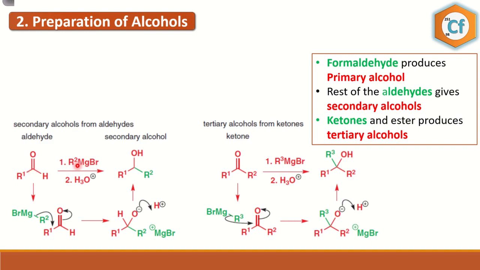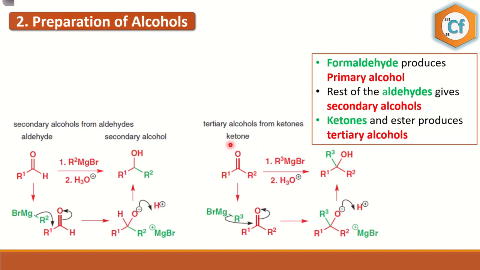So in this case, I have R2-MgBr. This R2 will attack this carbon because this carbon has a partial positive charge. The double bond will break to give O negative, and this O negative will attach itself to the MgBr. So this negative is attacking here, and we'll get this. Then this compound undergoes hydrolysis, and O negative abstracts a proton from the H2O. So O negative is acting as a base here.